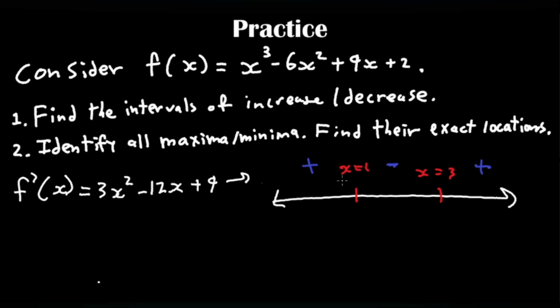So notice that at x equals 1, which is one of our critical points, our function's derivative switches from positive to negative, which means our function switches from increasing to decreasing. So it kind of looks like this. By our first derivative test, that means that this has to be a local maximum. At x equals 3, it switches from negative to positive, meaning that our function switches from decreasing to increasing. So it would look like this. That is a local minimum.